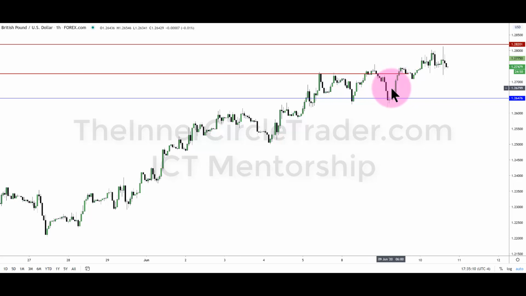What do you do with that? That's why you need to have the other lessons to support it, because I can't just say in one video that this down close candle and this up close candle creates a balanced price range, and this is the reason why and this is how you use it, because there's multiple things you can do with it.